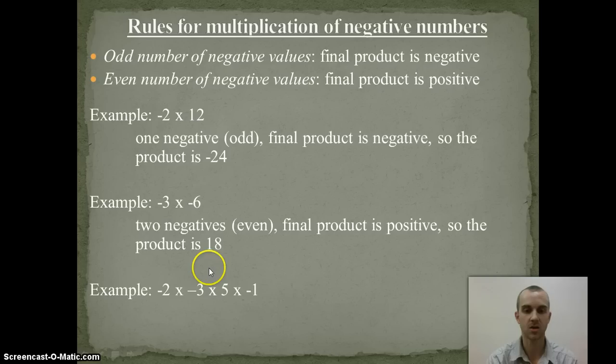Now here's a longer set of multiplication. We've got negative 2 times negative 3 times 5 times negative 1. And if we look here, we've got 1, 2, 3 negative values. 3 negative values is an odd number, so our final product would be negative, and it'd be negative 30.